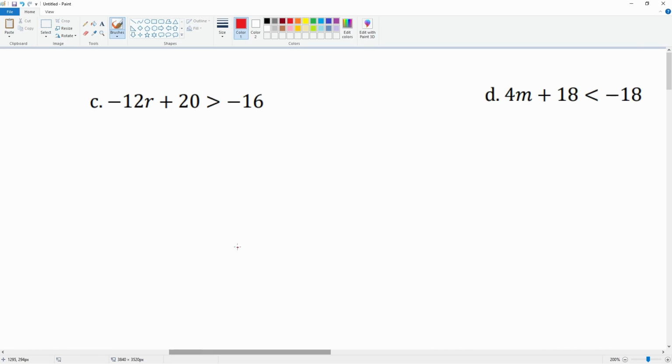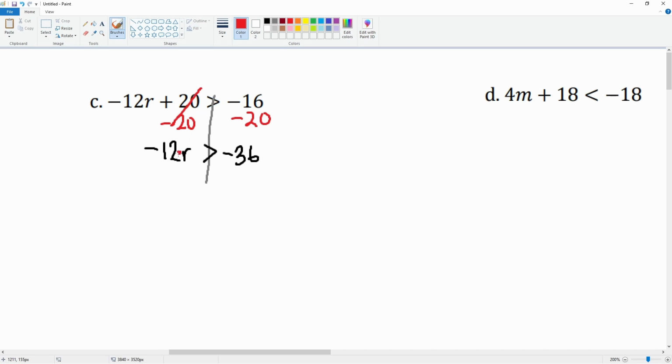Let's look at now C. Right, here's the line down the middle. We have negative 12r plus 20 is greater than negative 16. The outermost term here is the plus 20, so we're going to subtract 20 from both sides. This cancels because it makes the number 1. Everything comes down. Negative 12r comes down, which is greater than negative 16, and negative 20 becomes negative 36.